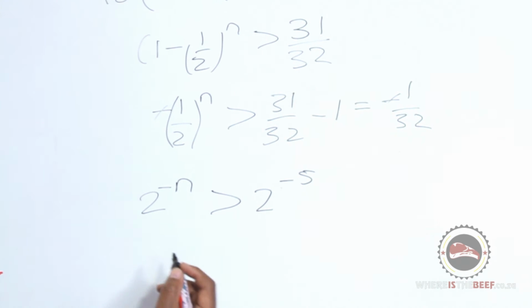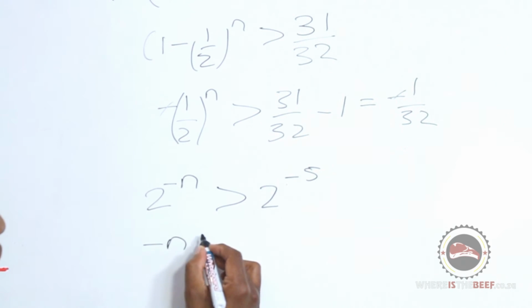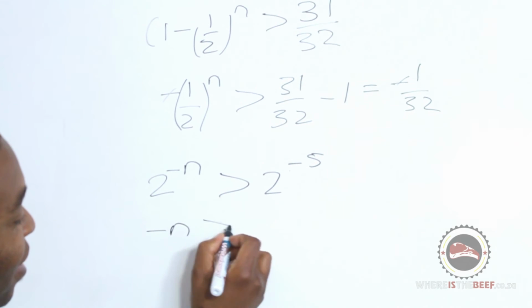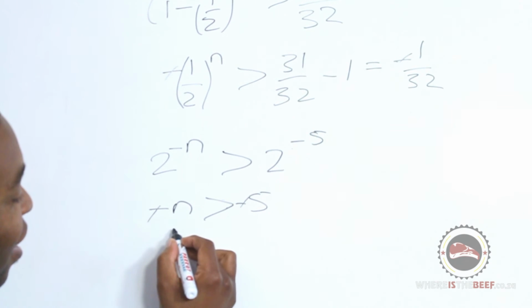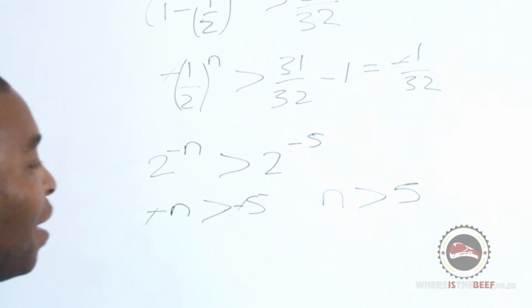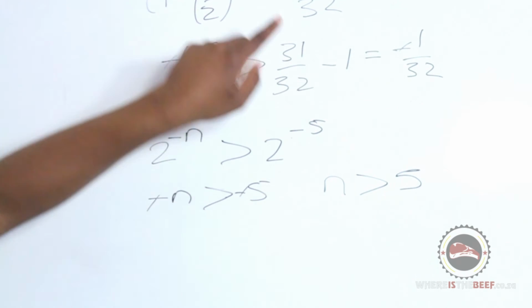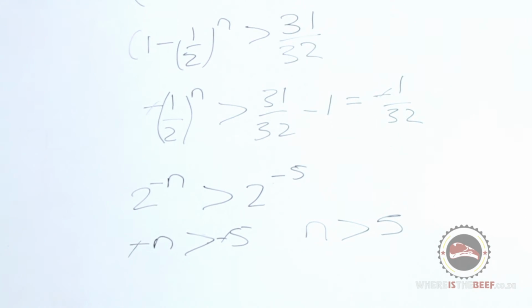And now the exponents will be equated and we'll find our solution. So minus n must be greater than minus 5. The negatives cancel, and you'll be left with n must be greater than 5. So that's what it's saying. There must be more than 5 terms to get a sum of 31 or greater. So guys, we're almost done with this problem.